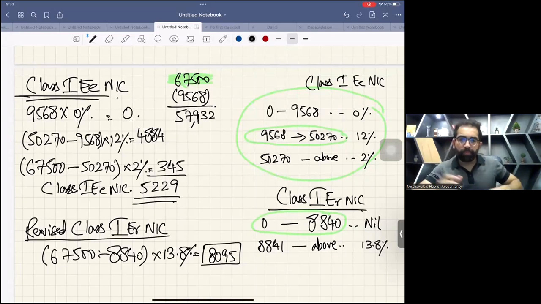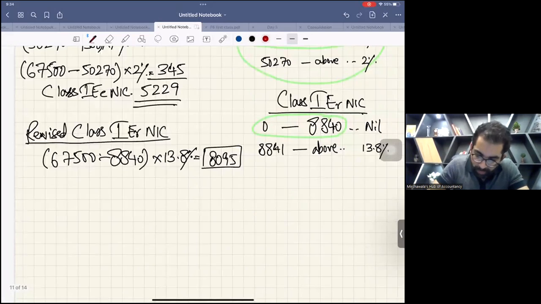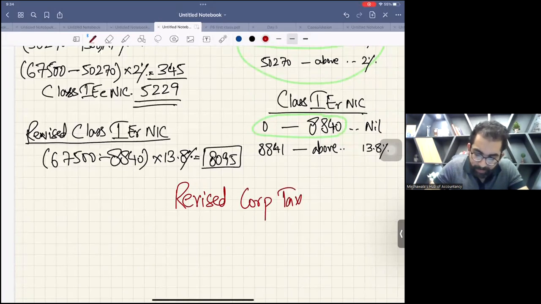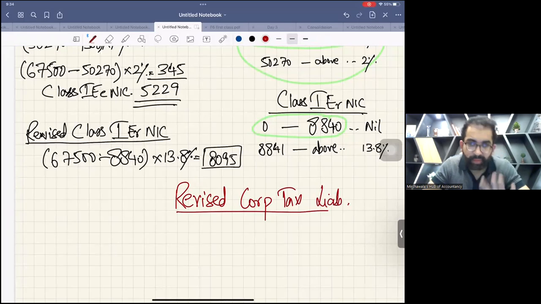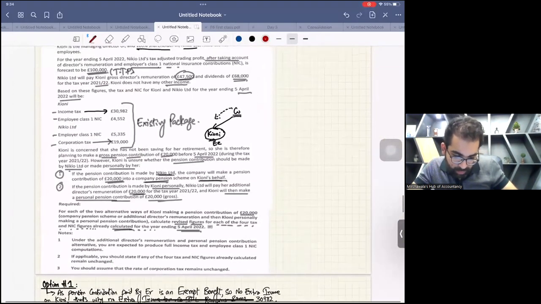Okay. To be very honest, all these things were routine, but now there is one thing which is slightly technical. For that, you have to be very vigilant, very active. For the last thing, I need to calculate the revised corporation tax liability. Please, all of you, be with me. Don't sleep. Put in your effort. Now, please see the question.